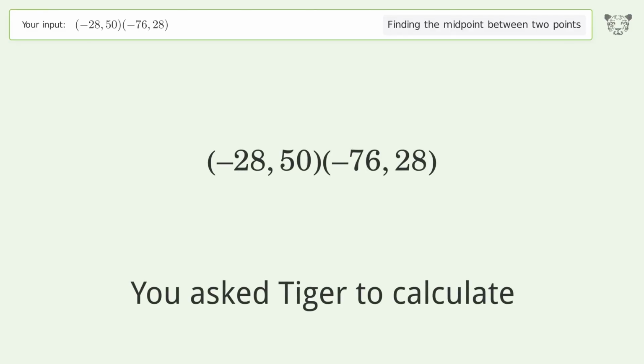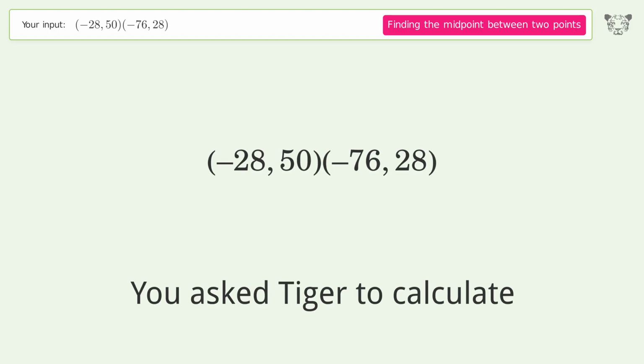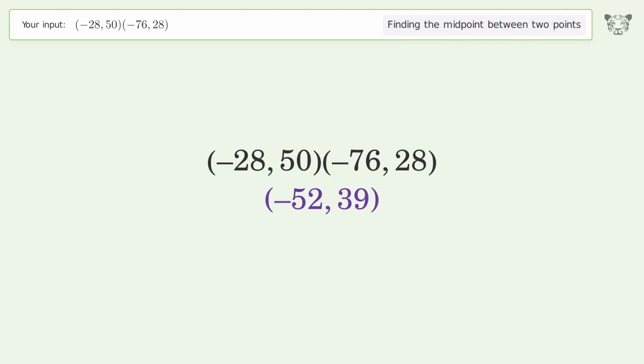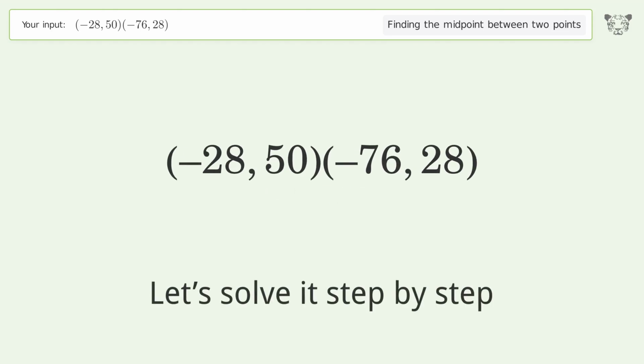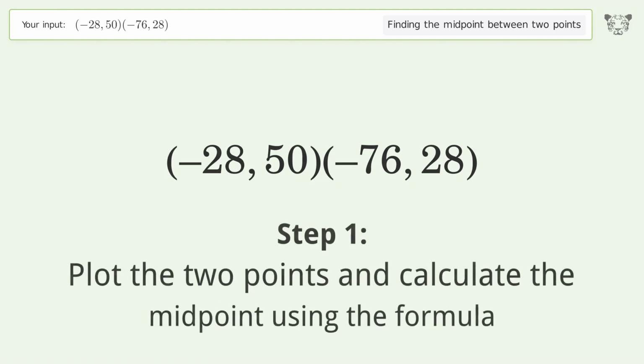You ask Tiger to calculate. This deals with finding the midpoint between 2 points. The midpoint between the 2 points is negative 52, 39. Let's solve it step by step. Plot the 2 points and calculate the midpoint using the formula.